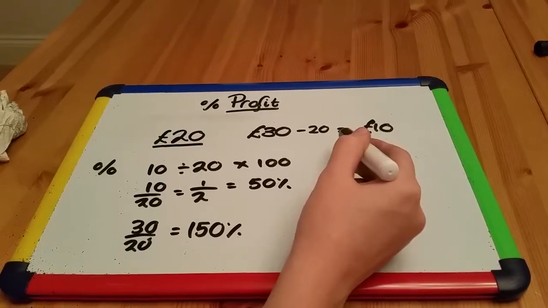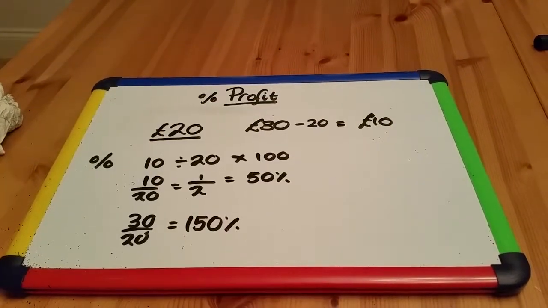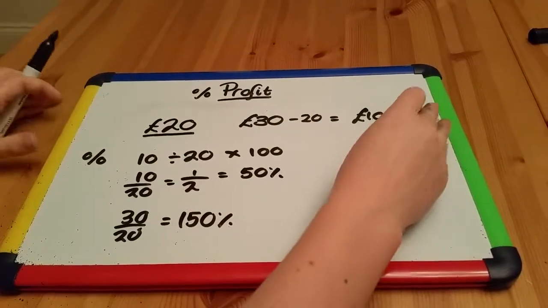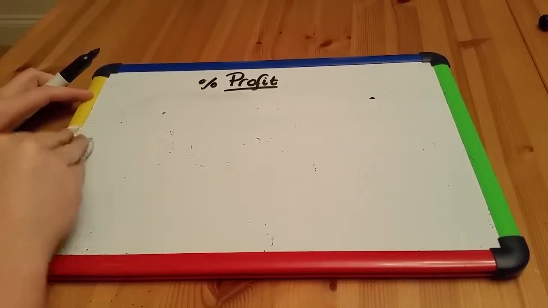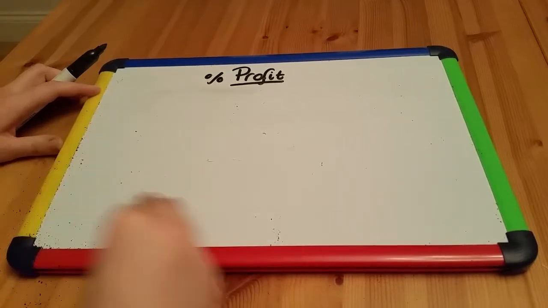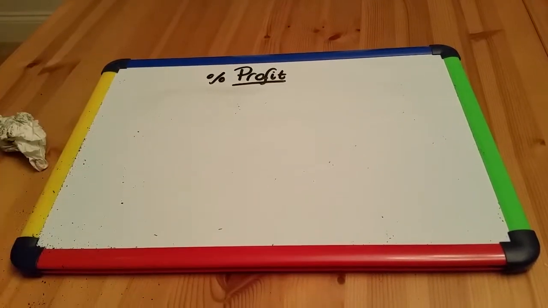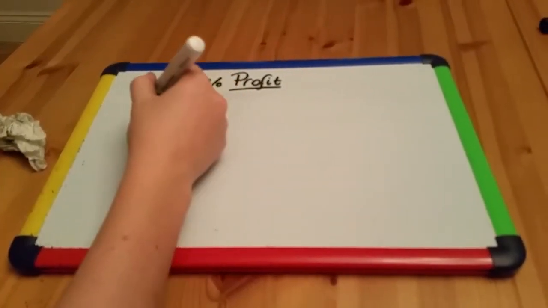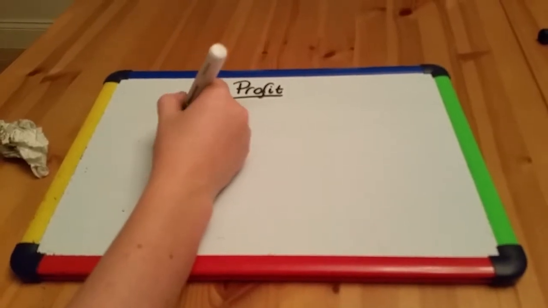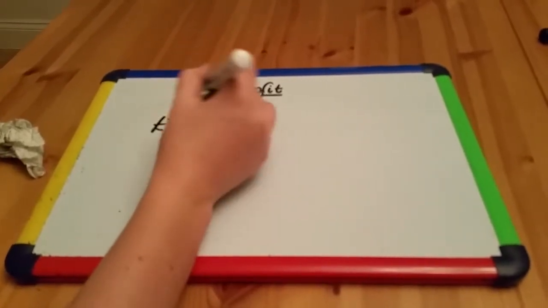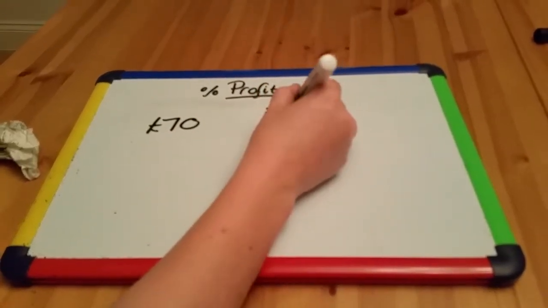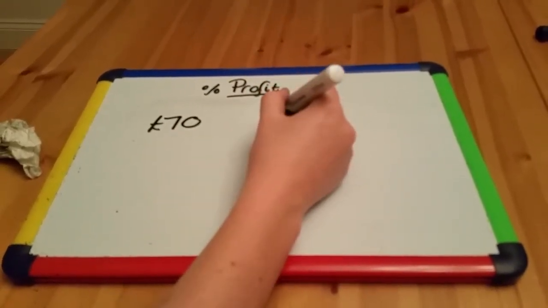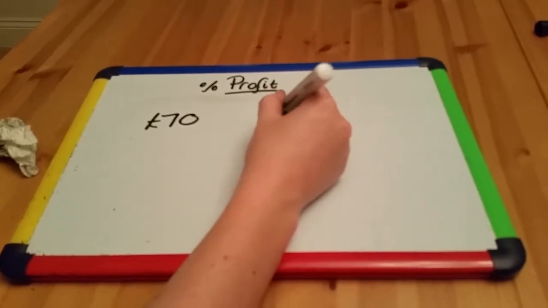Okay, if I write a question for you, I'd like you to have a go, so make sure you pause the video after I've written it down for you. Have a go, pause the video, and then have a look at the answer to your question. Let's say you buy a bike for £70. You ended up selling it for £100.